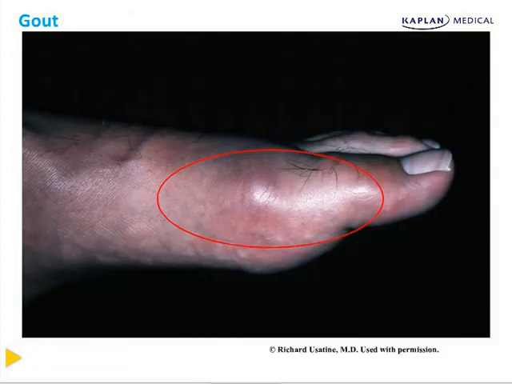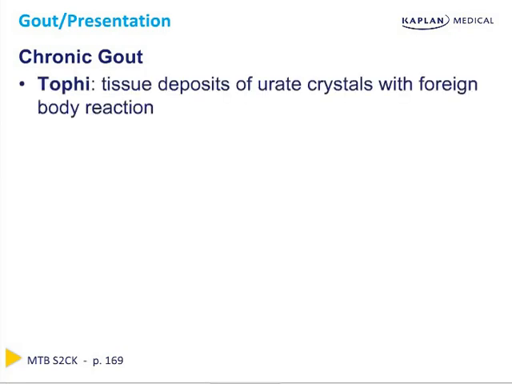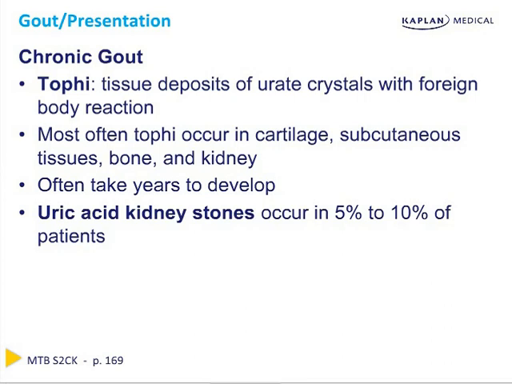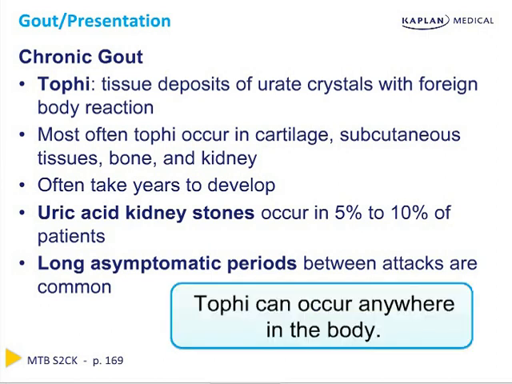Here's an example of a patient who has podagra, or inflammation of the big toe due to gouty deposition. There are some patients who have gout all the time in a chronic nature. They have tophi, which are deposits of urate crystals with a foreign body reaction. Most often, tophi occur in the cartilage, subcutaneous tissue, bone, and kidney, but can take years to develop. Uric acid stones occur in 5 to 10% of patients, and long asymptomatic periods between attacks are common. Remember, tophi can occur anywhere in the body.